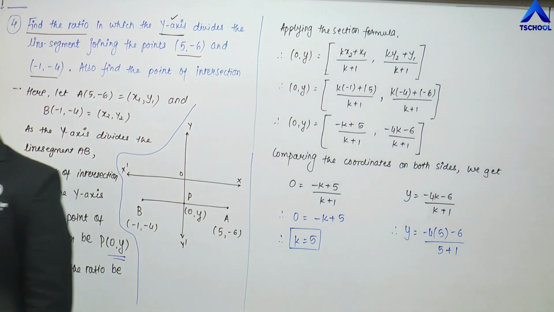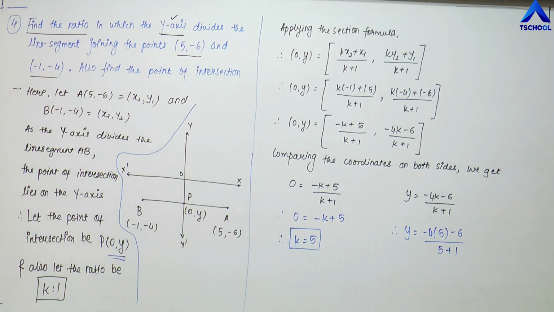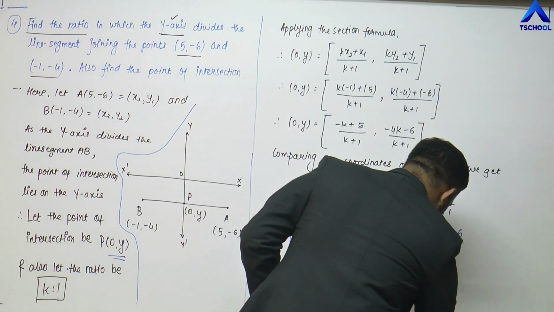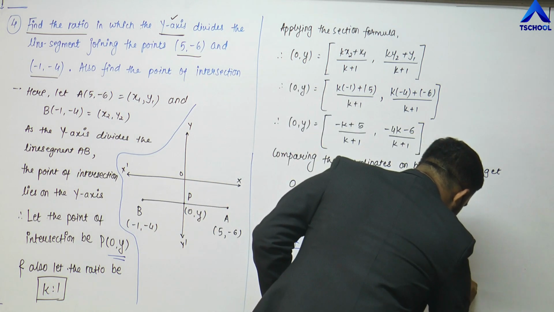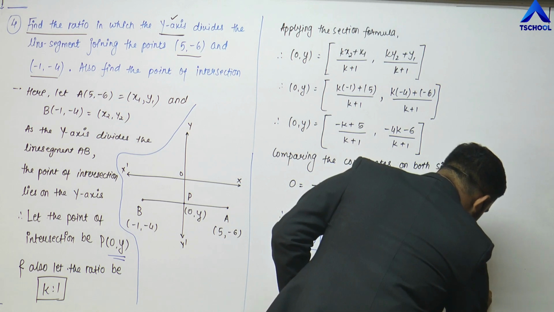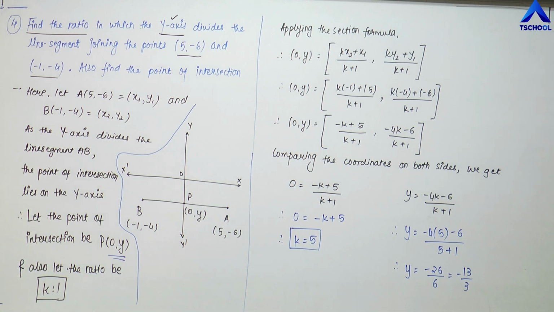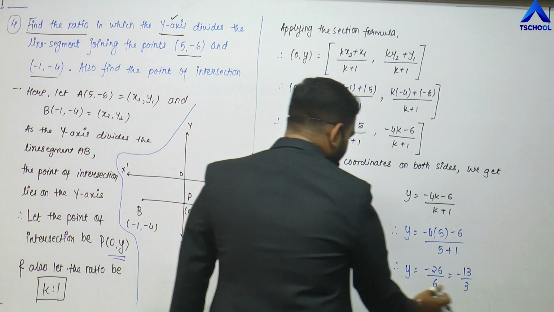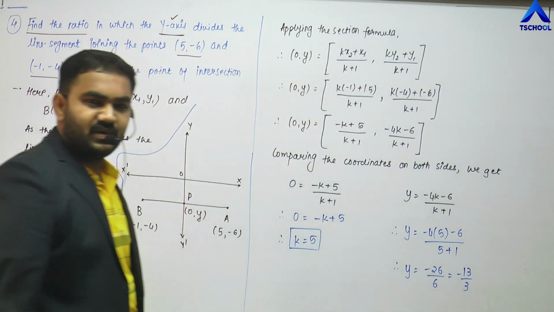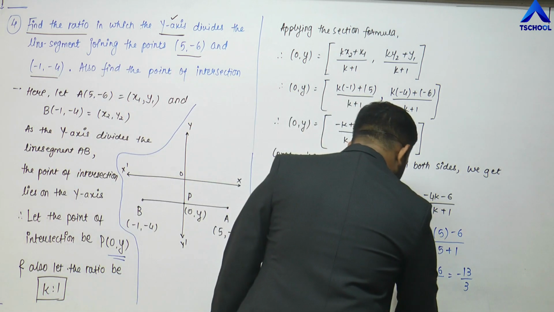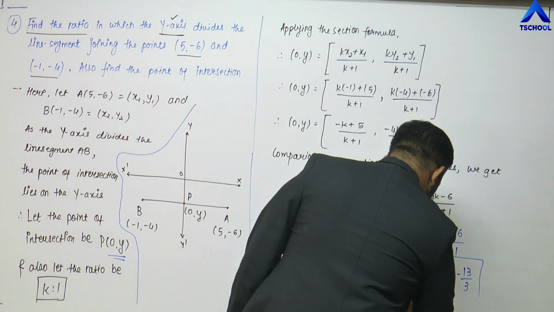Minus 4 into 5, that is minus 20, minus 6 minus 26. Therefore y equals minus 26 upon 6, that is minus 13 upon 3. Is it clear? So we get the answer, that is our y coordinate is minus 13 by 3, or the value of y is minus 13 by 3.